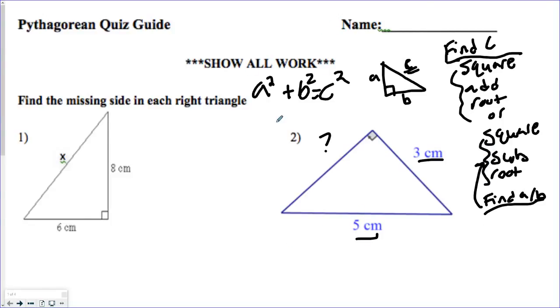So you can either use the formula or you can just memorize these three steps here. Either way, you'll get the same answer. So let me use the formula for the first two and then the steps for the last two. So for number 1 here, I have x and then 8 and 6. So I'm going to get my formula down.